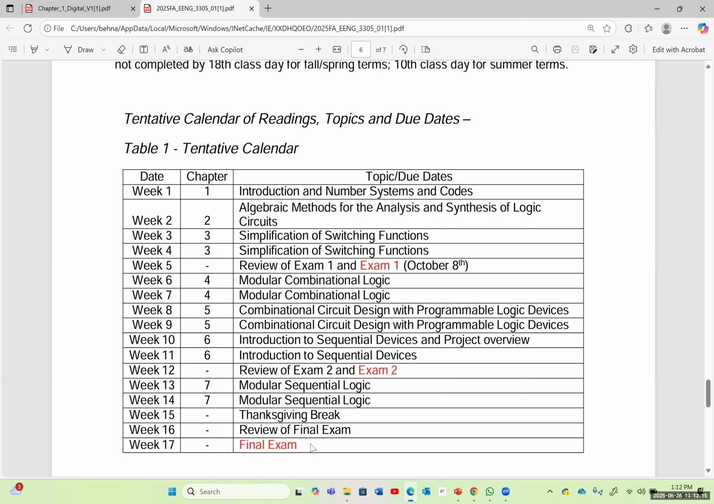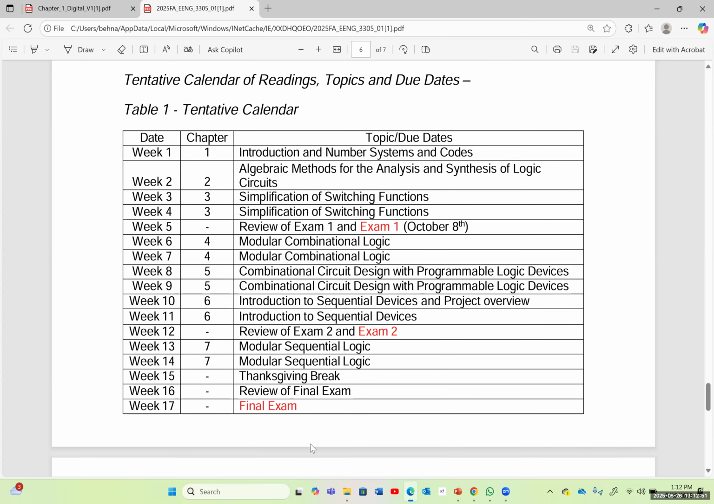Then we have modular combinational logic gates and combinational logic gate design or circuit design. Then we have sequential logic gates or sequential devices, and modular sequential logic. Review for exam number 2, and after that, a little bit more about sequential logic, like shift registers and so on. And then we're going to have a review of the final exam and the final exam.